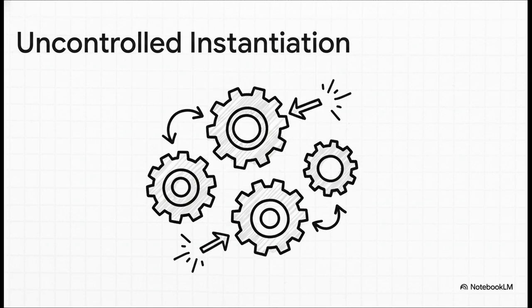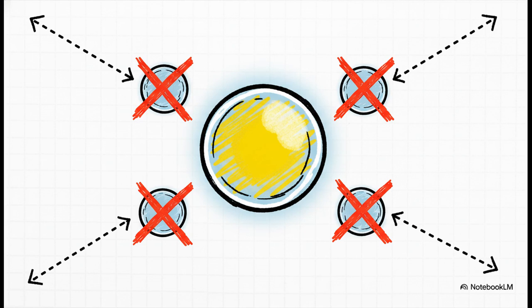And this is what happens when you don't have that. It's just chaos. If any old part of your code can just spin up a new configuration manager whenever it feels like it, you get a disaster. You end up with conflicting settings, you're wasting memory creating objects you don't need, and the whole system just can't agree with itself on what its current state is. It's basically digital schizophrenia.